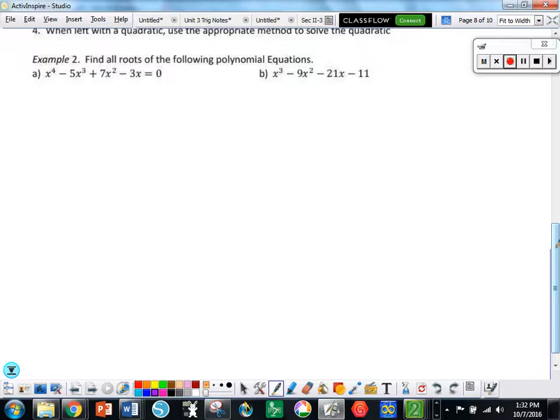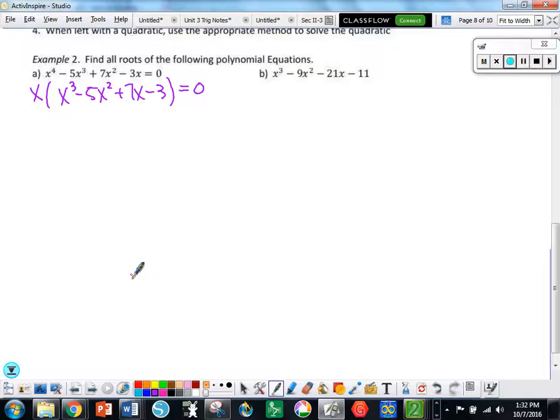Okay, so in example 2, here's how it would start. I first notice that each term has a what? An x. So I'm going to factor it out. My whole goal is to get this so it has a quadratic, because as a quadratic, I can use the formula or I can play the game. But I'm not there yet.